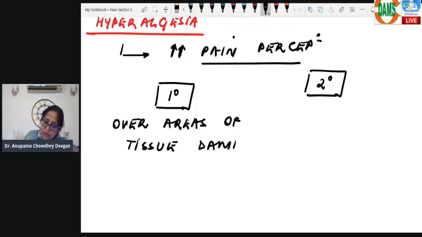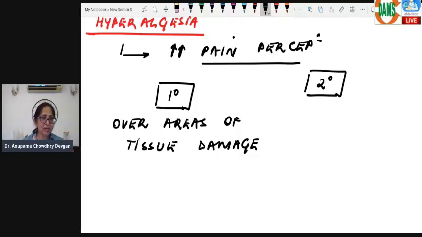This is over area damage. Now, what happens in a primary hyperalgesia? And this is again a very common experience, that if there is an injury somewhere, a tissue damage somewhere, and another painful stimulus over that same area, the pain that you feel is much more than normal, isn't it? That is called a primary hyperalgesia. This is over areas of tissue damage.